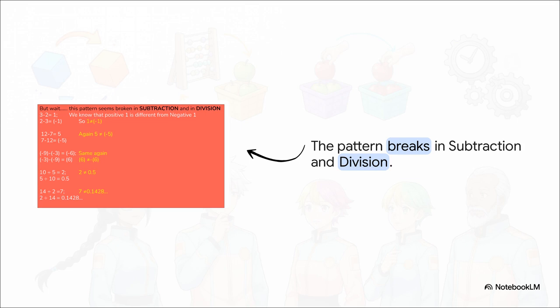And that exact same completely order-dependent chaos happens in division. 10 divided by 5 is 2. But 5 divided by 10? That's 0.5. The operation itself dictates everything, and the commutative property just totally vanishes.